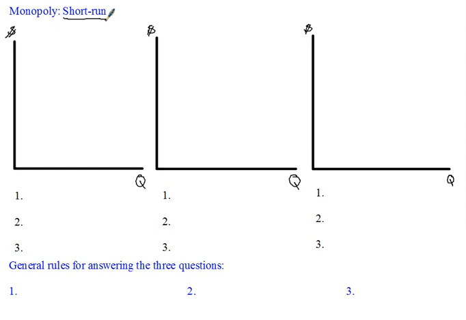On this video, we're going to look at monopolies in the short run. Monopolies in the short run, and things get a little more complicated in the short run because a firm faces fixed costs, and that's going to make it a little more complicated to answer our three questions for the firm.